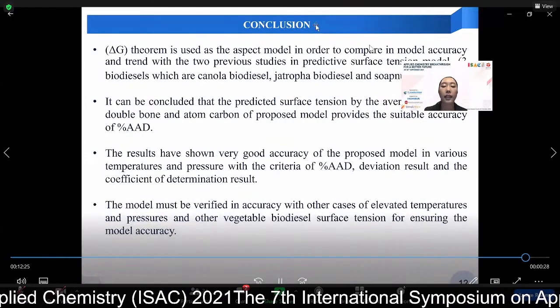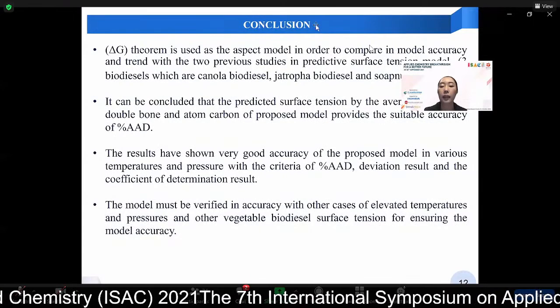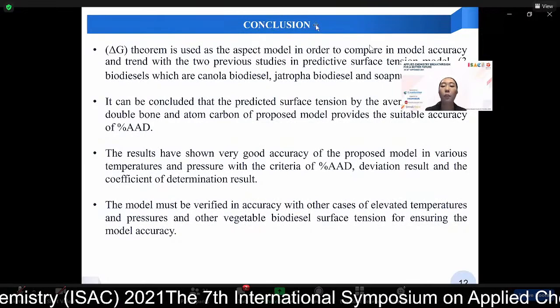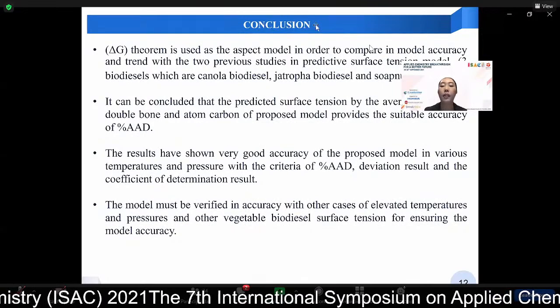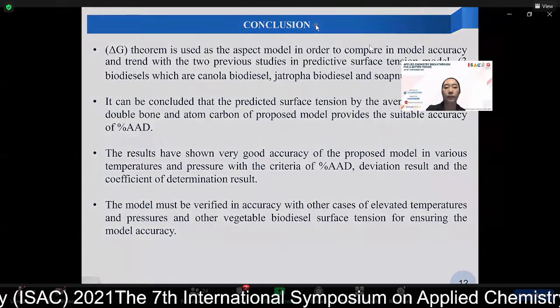And lastly, the model must be verified in accuracy with other cases of evaluate temperature and pressure and other variables of biodiesel surface tension for ensuring the model accuracy. Thank you for your attention.